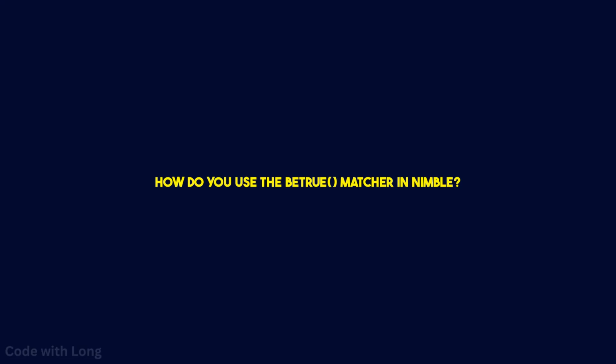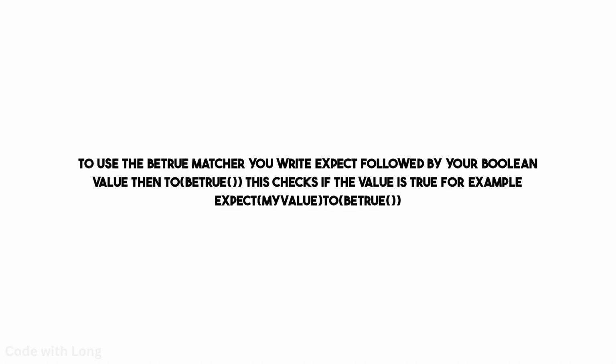How do you use the beTrue matcher in Nimble? To use the beTrue matcher, you write expect followed by your Boolean value, then .to(beTrue()). This checks if the value is true. For example, expect(myValue).to(beTrue()).